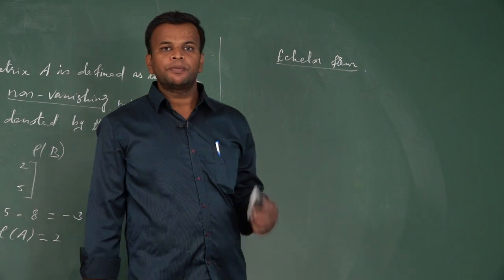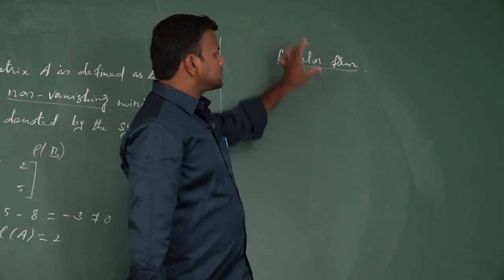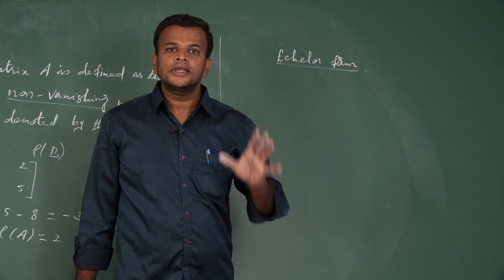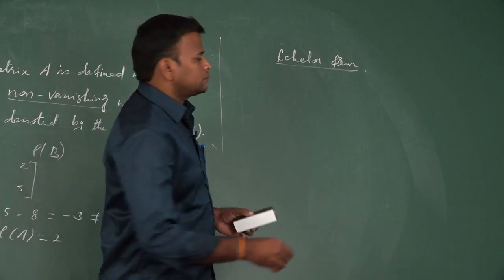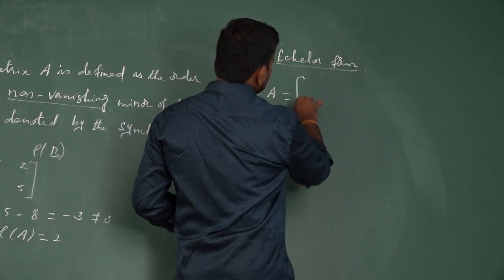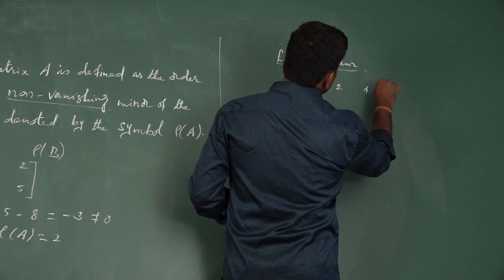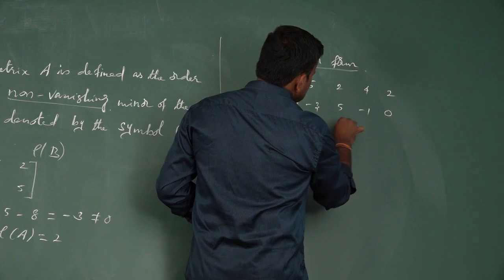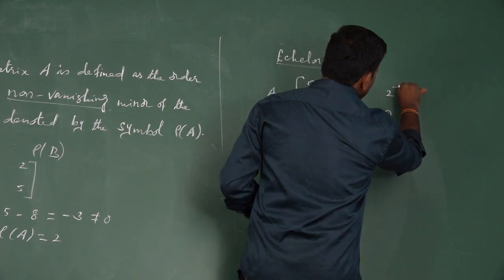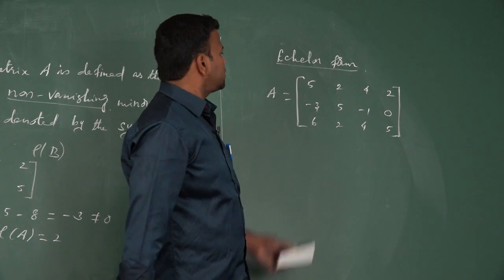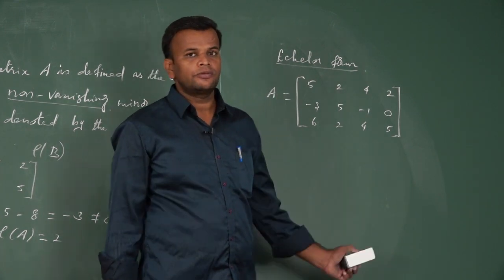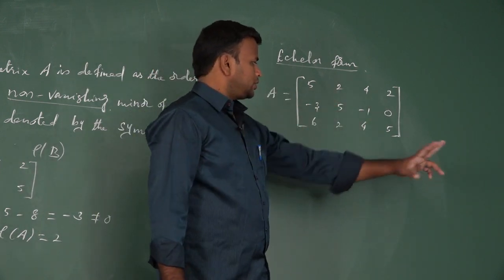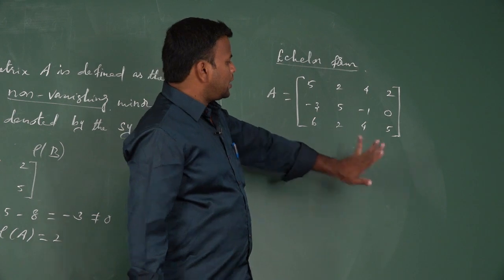In the row transformation method, one important method is called echelon form. Now, to convert the given matrix into echelon form, what is meant by echelon form? Suppose the given matrix is A: 5, 2, 4, 2, minus 3, 5, minus 1, 0, 6, 2, 4, 5. Suppose it is our given matrix. What is the order of the matrix? The order of the matrix is 1, 2, 3: 3 rows. And how many columns?